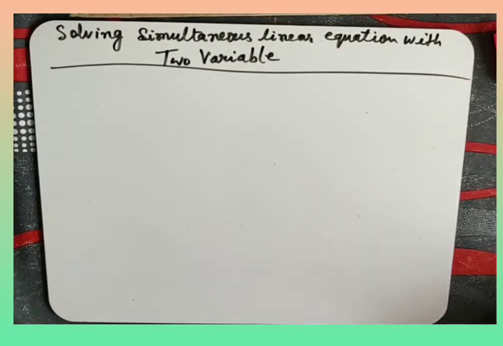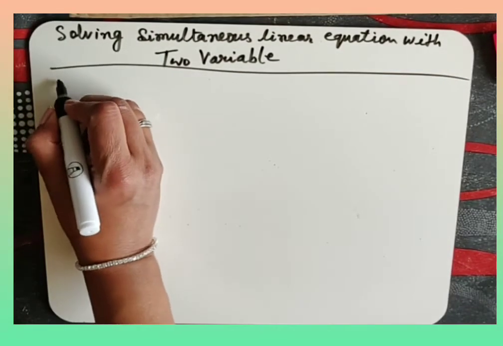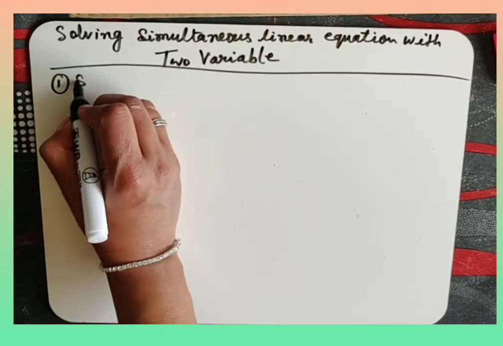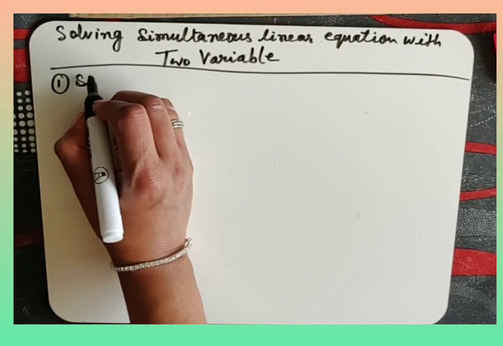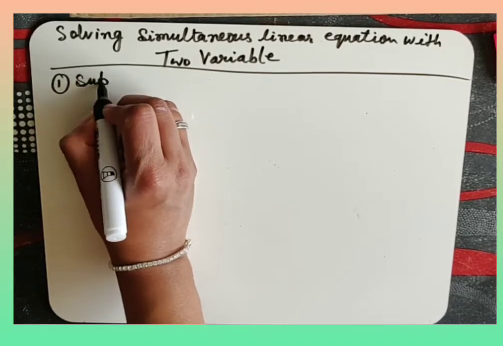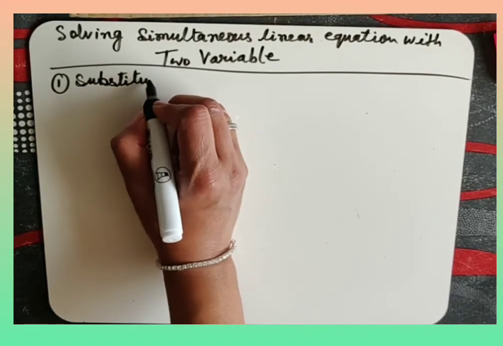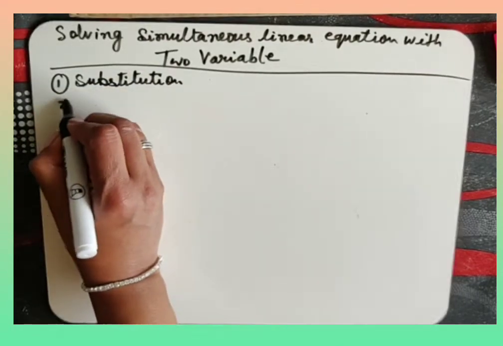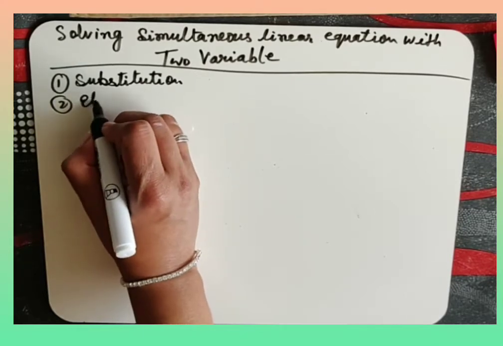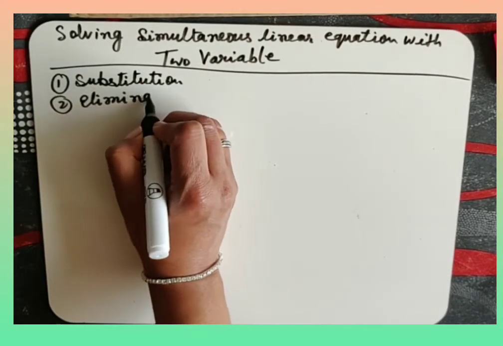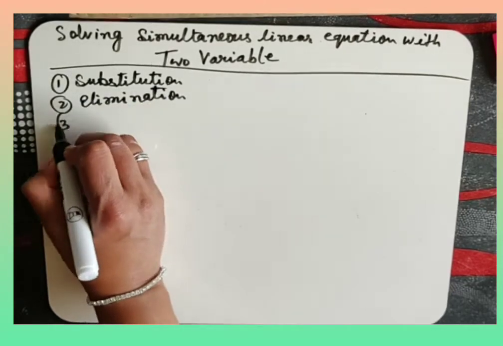Hello everyone. In this video I am going to do solving simultaneous linear equations with two variables. We can solve two simultaneous linear equations by three methods. You can use either method. First is substitution. Second is elimination, or third is graphically.